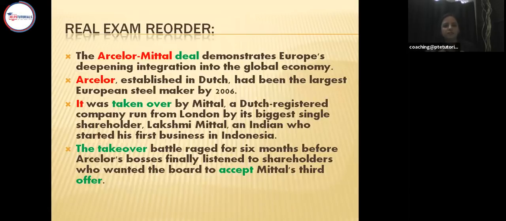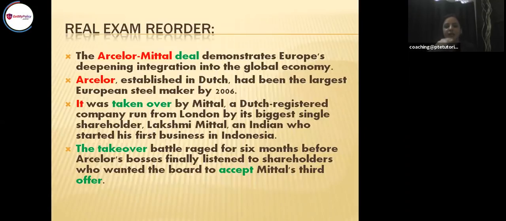"It was taken over" means the company is taken over by some other company, by some other person. The takeover battle: while this was happening, this battle is going on for 6 months. That's why the takeover is at the third position. Now looking over the last word, "who wanted the board to accept Mittal's third offer." I got 2 points here: accept and offer. When an offer is accepted, they are talking about some deal.